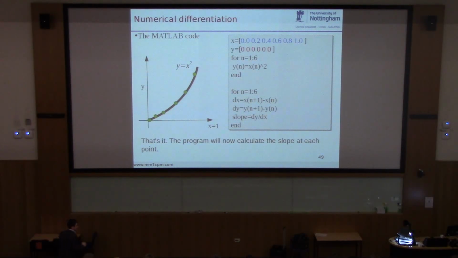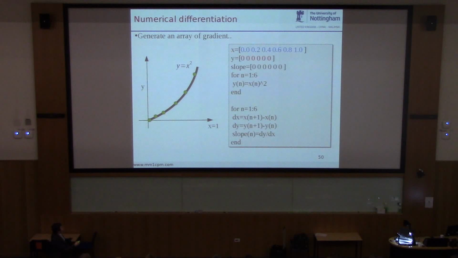And the final step is, so we've done the derivative now of all these points. The final step is just to store this value. So we make a new array called slope, and we just store the result at the nth position of slope, so dy by dx. And that is it. You've calculated now the numerical derivative.